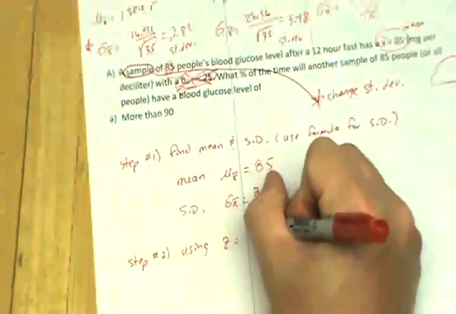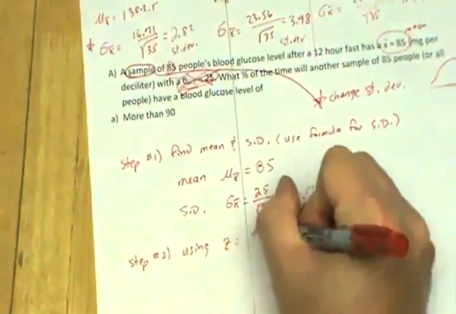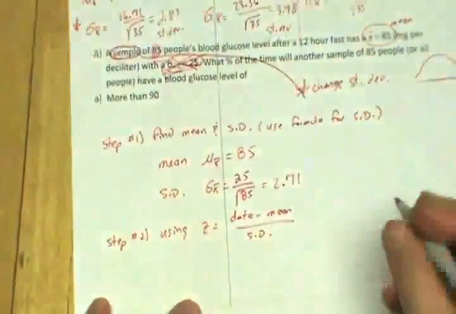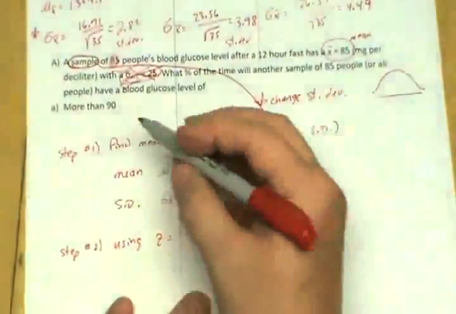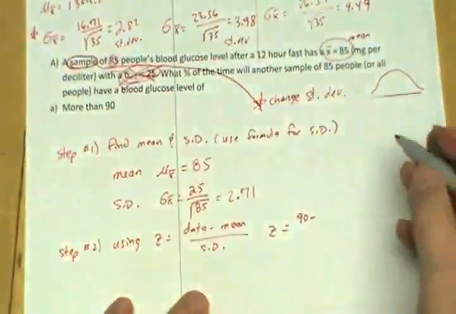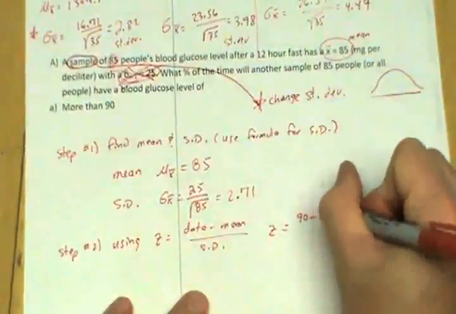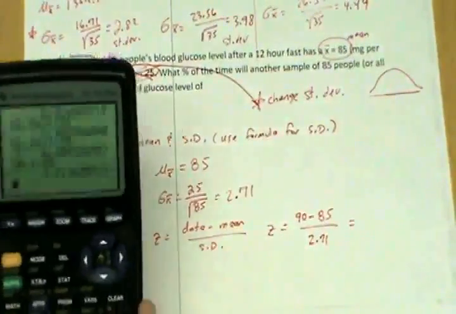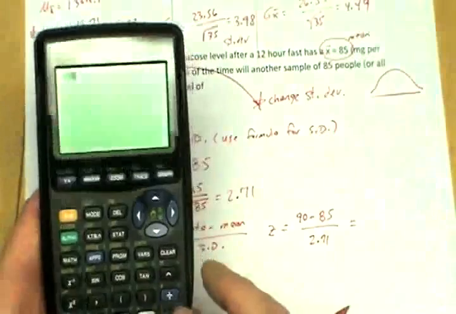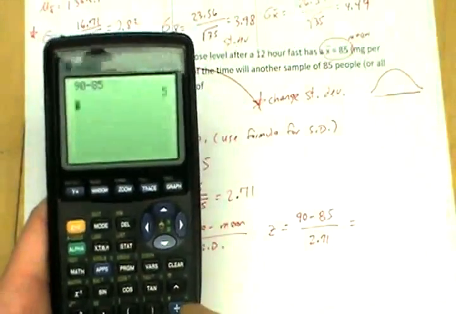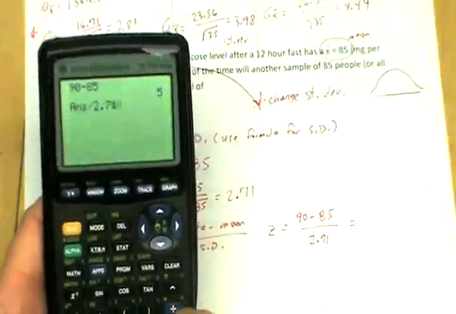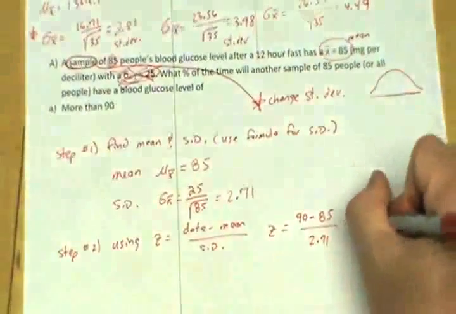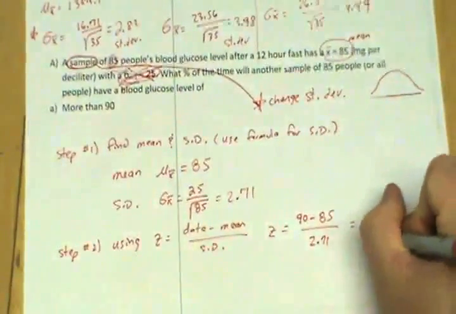So step number 2, using the z-score formula that we did in the last lesson, data minus mean over standard deviation, we're going to find the z-score for the question, and the question asks for more than 90. So the z-score is going to be data, which is 90, subtract the mean, which is 85 from the question, and divide by the standard deviation that we just found, 2.71. So here we go. Clear the screen. 90 minus 85, divided by 2.71. And we get back 1.845. Let's round that to 1.85. Now this is my z-score.